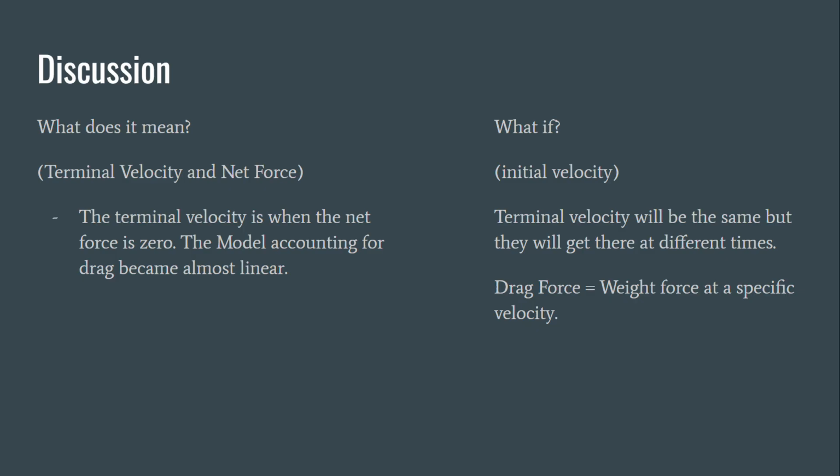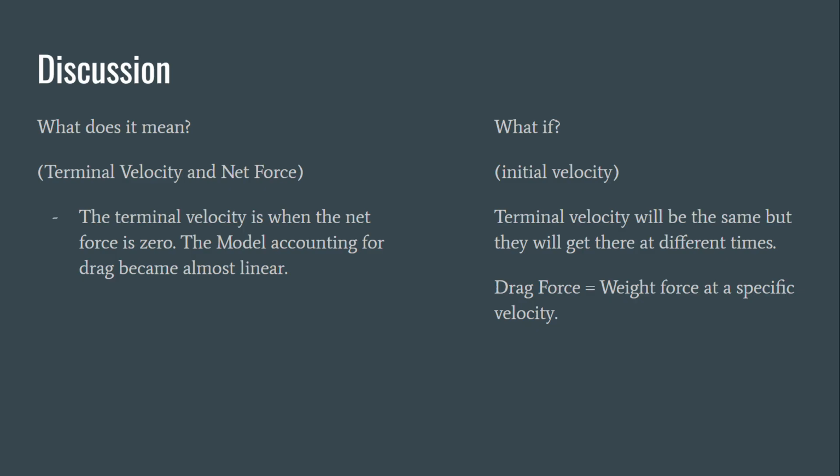Terminal velocity and net force. Terminal velocity is when the net force is 0, and the model accounting for drag became almost linear, meaning the net force was 0 on the object. It reached the terminal velocity because of the drag.